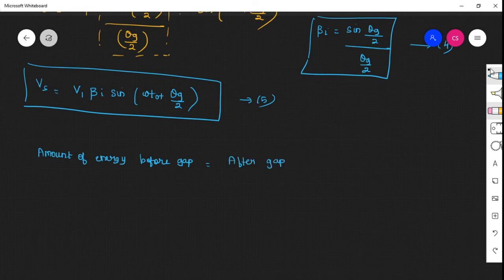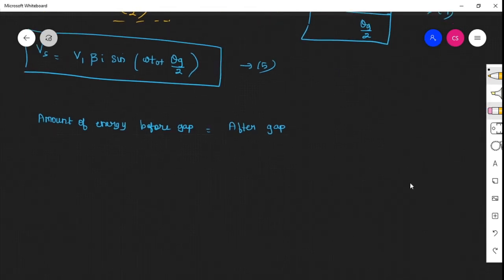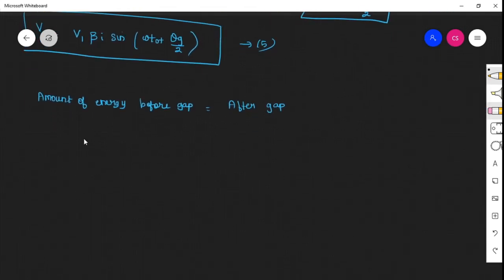After the gap, there is a change of velocity, so it has some kinetic energy because there is a possibility that electrons can either move faster or move slower. So the potential energy of the electrons will be equal to the kinetic energy of the electrons, right? The potential energy is given by eV, and the kinetic energy is half m v square, and after the gap means the time is t1.